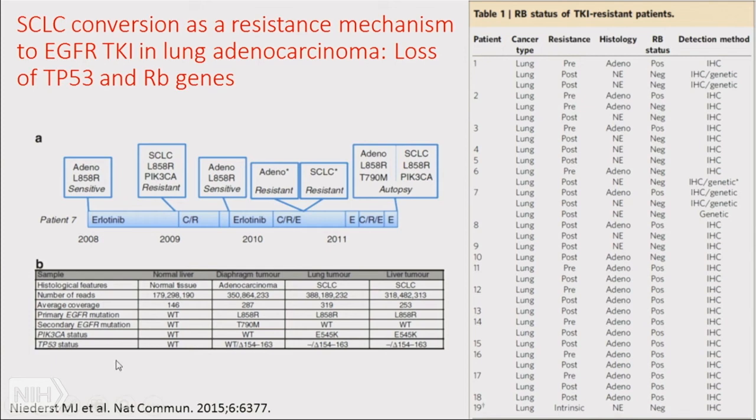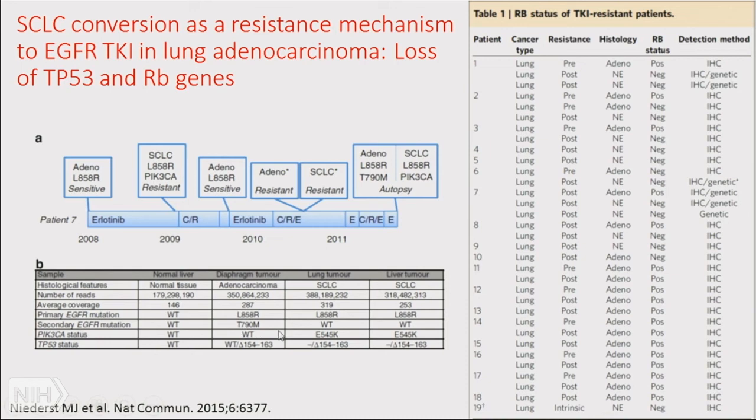In the normal liver of this patient, the P53 was wild type. In the adenocarcinoma, there's a deletion in one allele of P53. However, when the patient developed small cell lung cancer, there's a loss of heterozygosity of P53 in this patient. And if you look at the EGFR mutation, all the tumors, either the adenocarcinoma or the small cell lung cancer, all have the EGFR L858R mutation, meaning that the adenocarcinoma and the small cell lung cancer were all derived from the same clone initially. However, when the adenocarcinoma became resistant, it actually gained the EGFR T790M mutation.